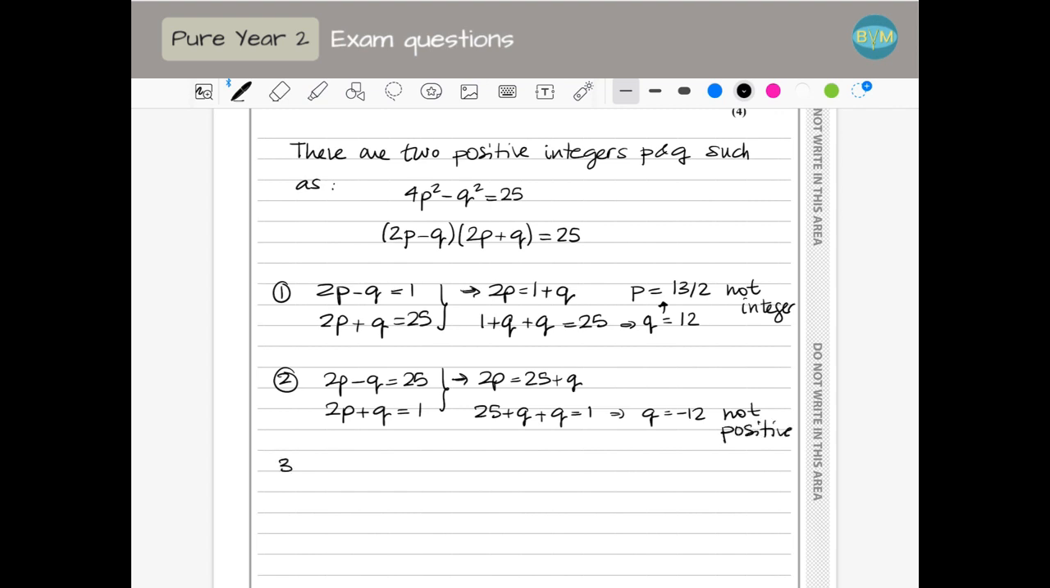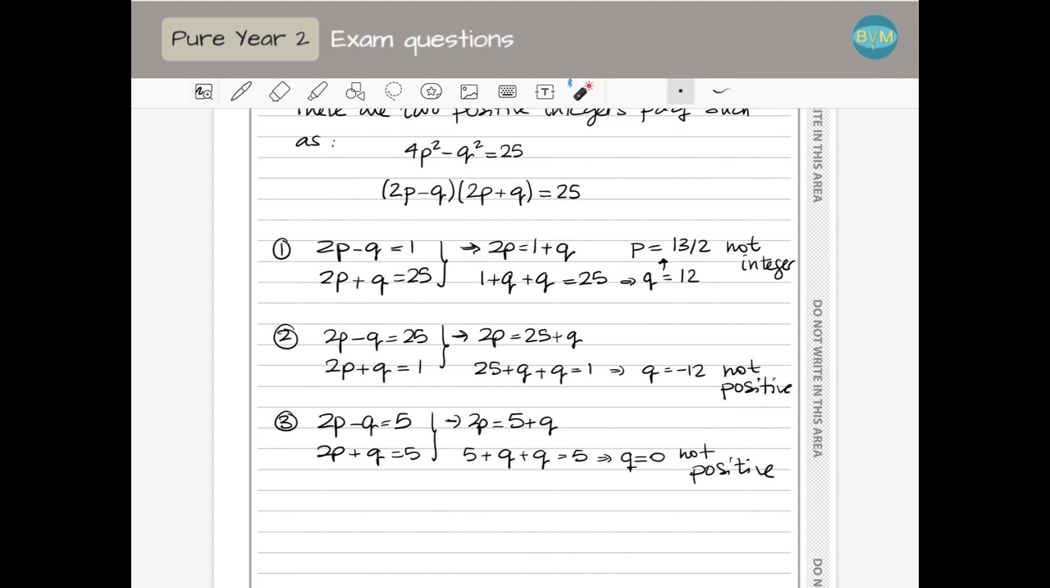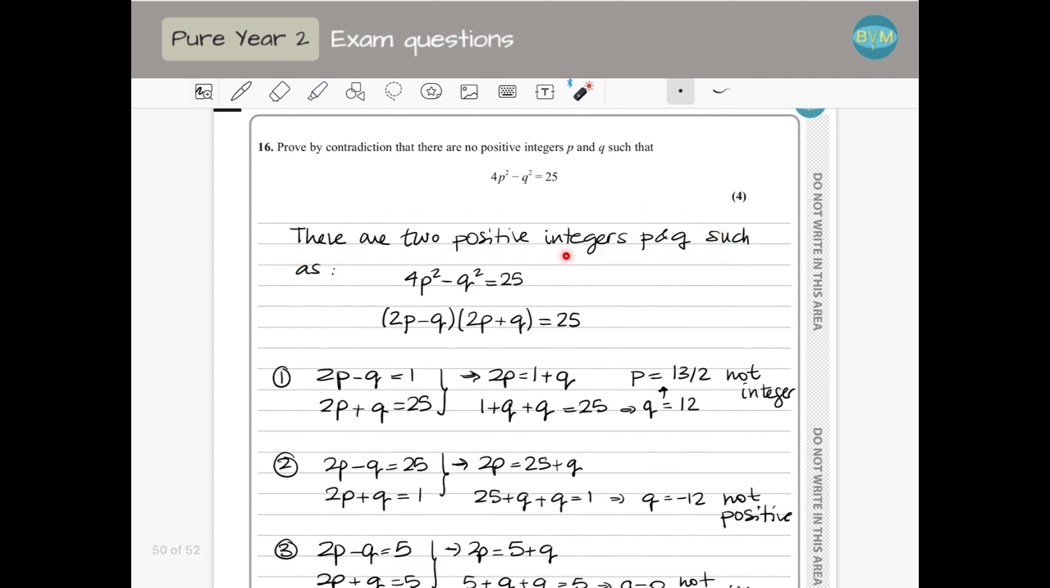And the third option is that both of them are 5. So 2p minus q is 5, 2p plus q is 5 as well. So again, from here, 2p is 5 plus q, substitute in the other one, and I have 5 plus q plus q equals 5, which means q is going to be 0. And that is not positive. So these are the three options, and it doesn't work for any of them, which means your statement cannot be true. So the original one, the one that you have to prove, must be true.